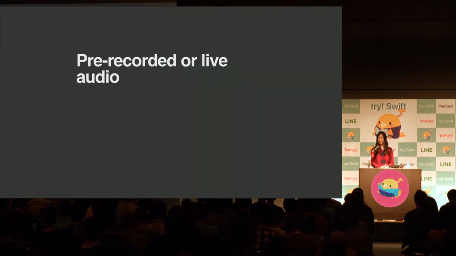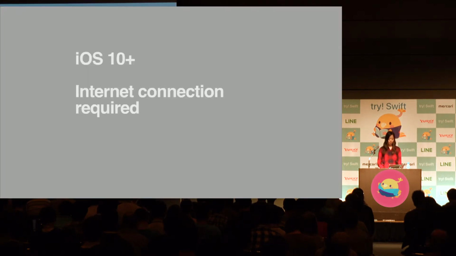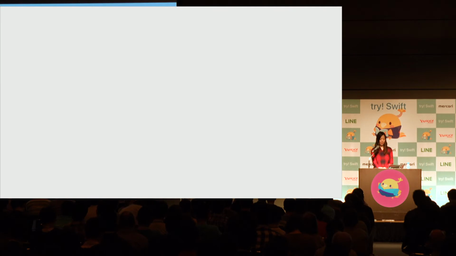You can recognize either pre-recorded or live audio. And over 50 dialects and languages are supported, from Ukrainian to Thai. You can use this framework on any device running iOS 10 and above, but it usually does require an internet connection, except for some specific languages and some specific device models. This is probably because it's just very data heavy to send that voice data over the wire. Let's take a look at a code example of how you would use the speech recognition API.